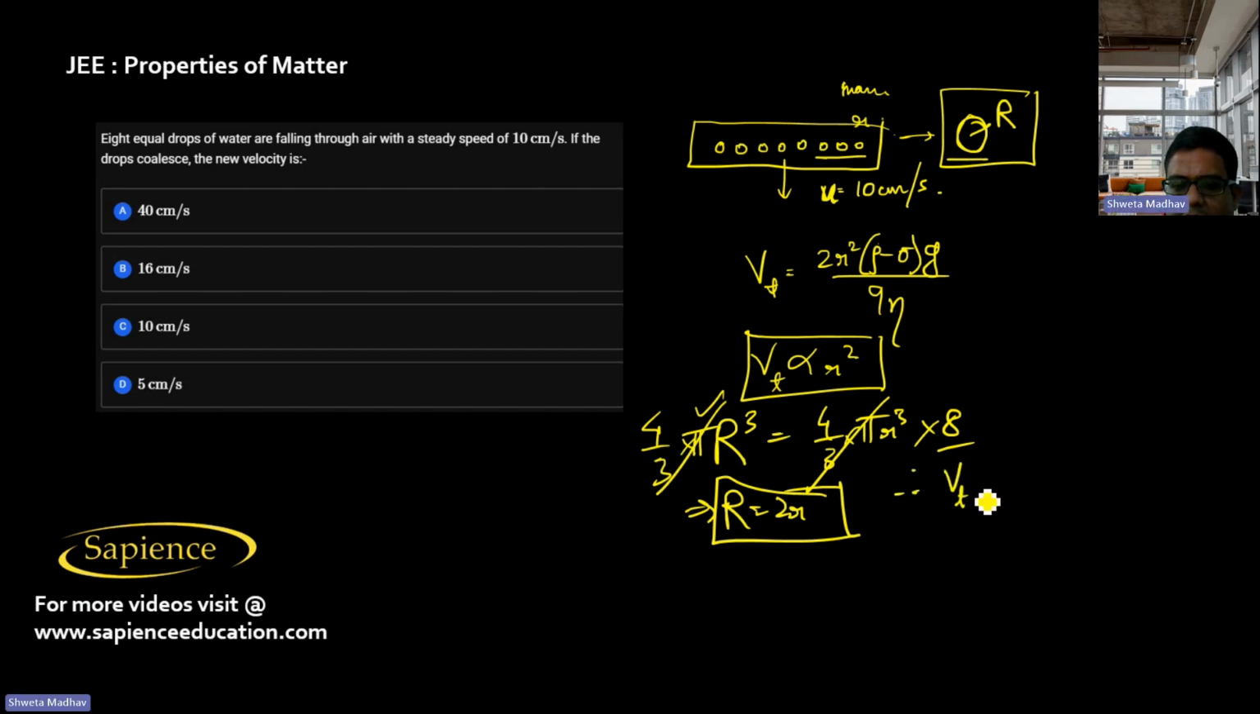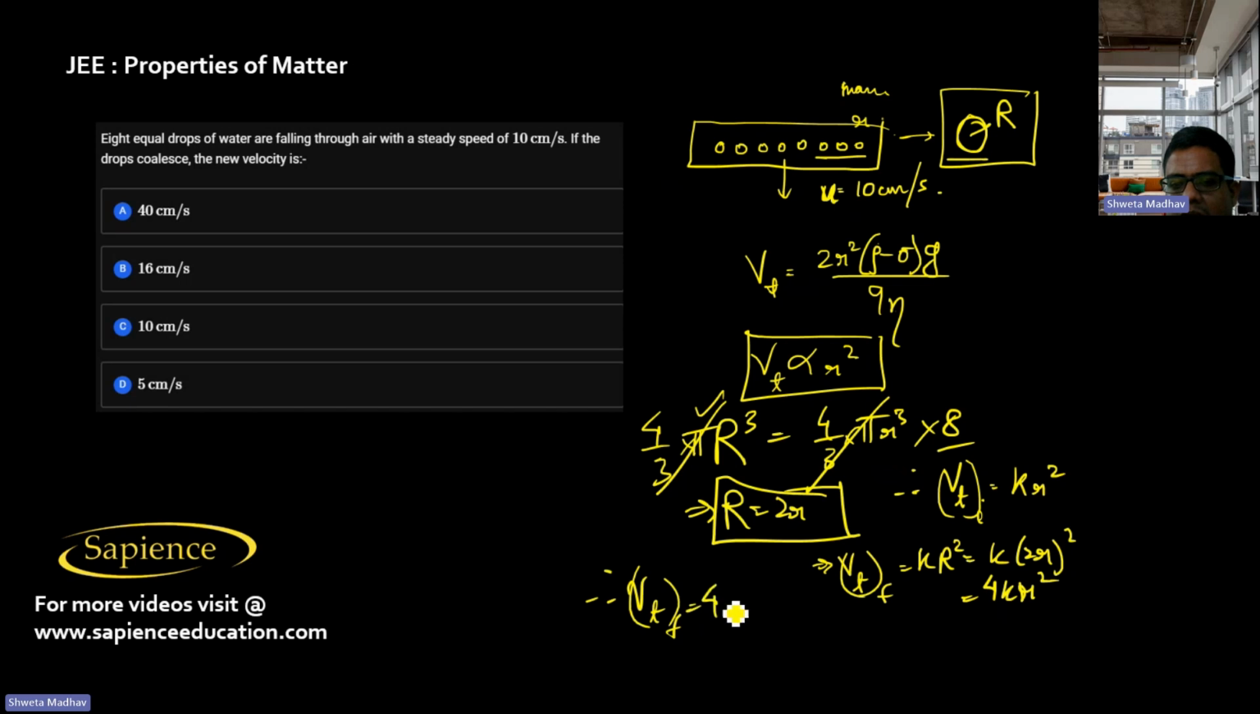So now the initial terminal velocity was, suppose, k into r square, since the remaining part is a constant. The final terminal velocity will be k into R square, which is equal to k into 2r whole square, which is 4 into k r square. So the final terminal velocity is 4 times the initial terminal velocity. The initial terminal velocity was 10 centimeter per second, so the final one will be 4 into 10, so 40 centimeter per second. So option A is the correct answer.